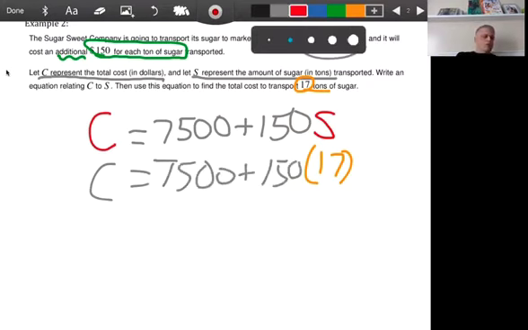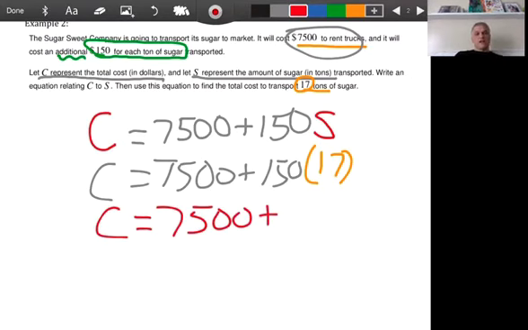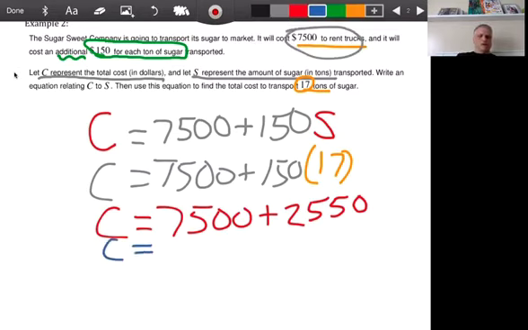Okay, so let's start simplifying a little bit. We know that we have to multiply before we can do that adding. So 150 times 17 is 2,550. Okay, now we will simply finish up by adding those two numbers. And we got, let's see, we got 0, we got 5, we got 10. Yeehaw. So it's 10050.